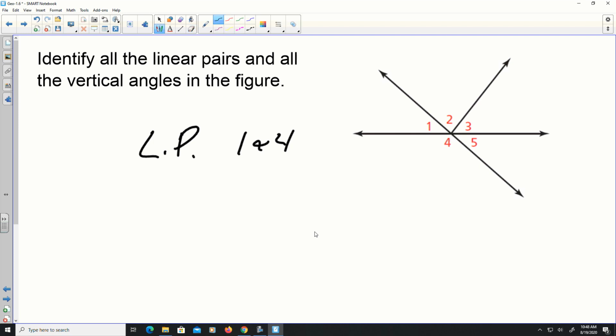Next, they want us to find all the vertical angles. Vertical angles, in this case, the only ones would be 1 and 5. It's 2 and 4, no. 1 and 3, no. Yep, 1 and 5. So there's just one set of vertical angles as well.